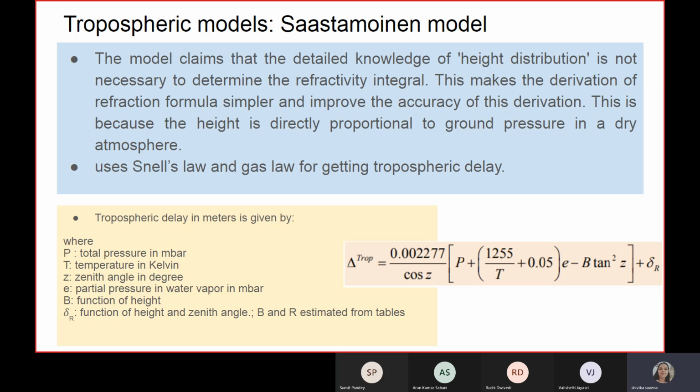This is because height is directly proportional to the ground pressure in a dry atmosphere, which again, if I remind you, is the hydrostatic equilibrium phenomenon. Now this model uses Snell's law, the relation between different refractive indices of two different mediums. Snell's law and gas law are used for getting the tropospheric delay. So this is the final equation for the Saastamoinen model for total tropospheric delay. We have seen ZHD, ZWD separately. Now this is the total one.